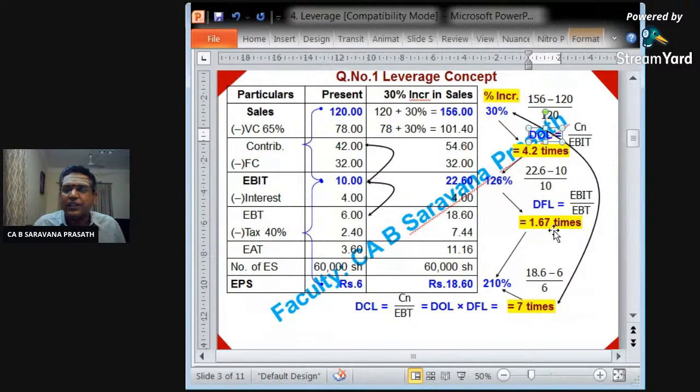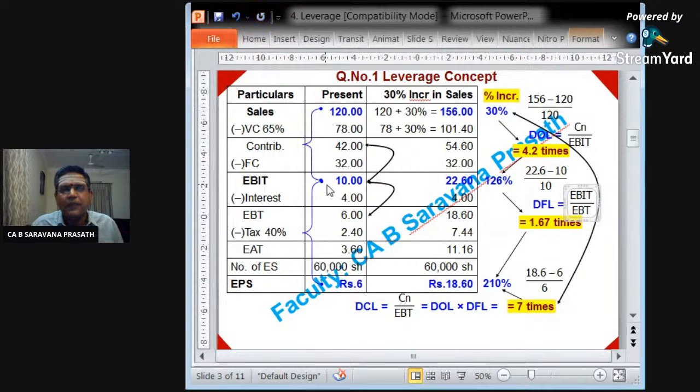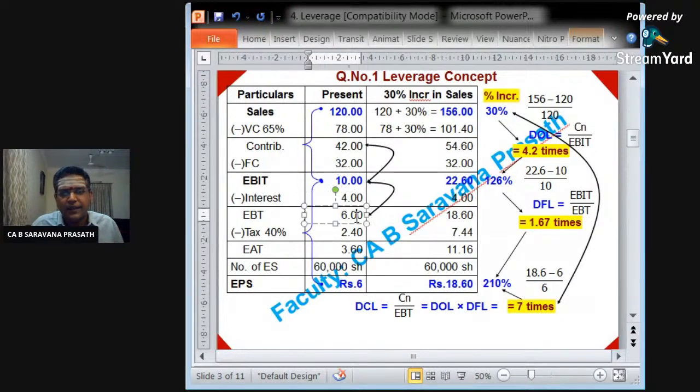Now we turn our attention to the degree of financial leverage. Financial leverage arises due to interest cost remaining constant. So the formula will be the number before fixed cost divided by the number after fixed cost. That is the formula for the financial leverage. So EBIT divided by EBT. So when you substitute 10 divided by 6, the number is equivalent to 1.67 times.